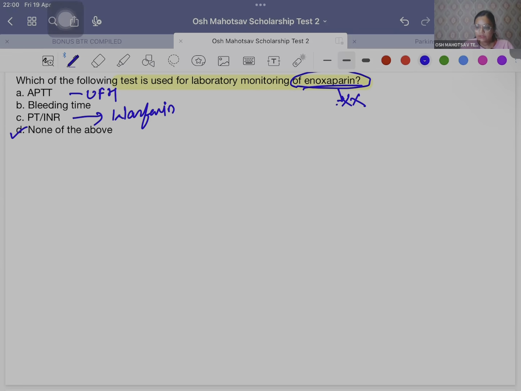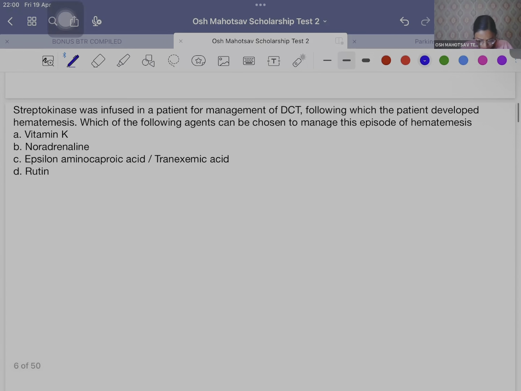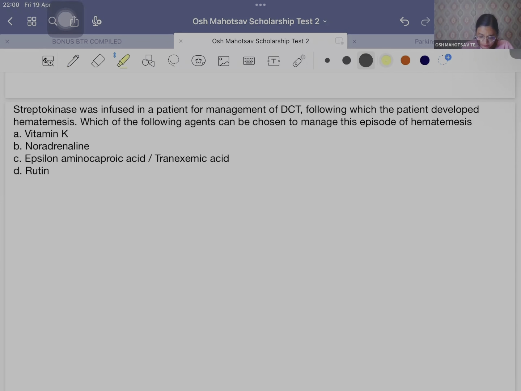Okay, then the next question is, streptokinase was infused in a patient for management of DVT. Patient developed hematemesis. Which of the following agents should be chosen for hematemesis treatment? Okay, so hematemesis means there is excessive bleeding, vomiting, blood in the vomiting.